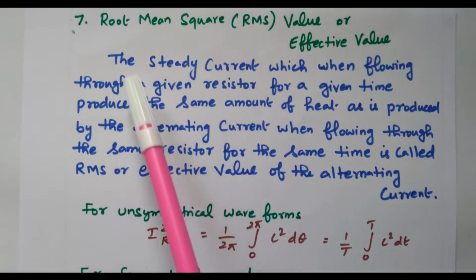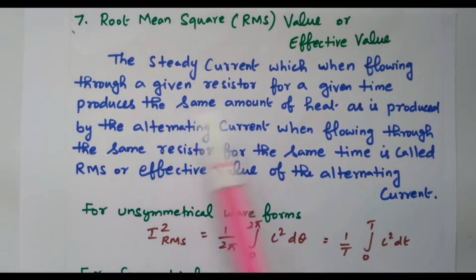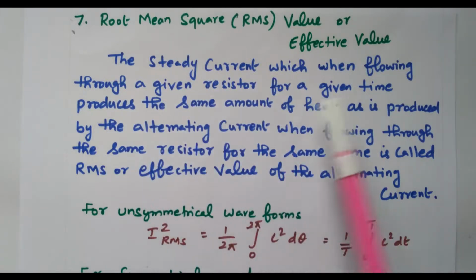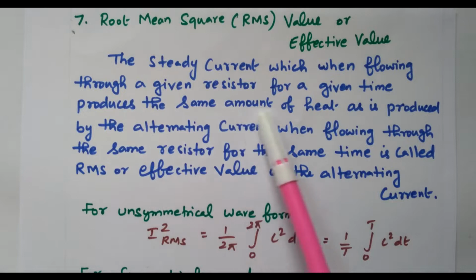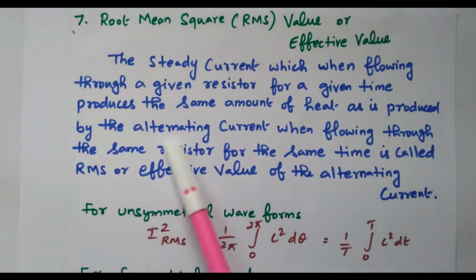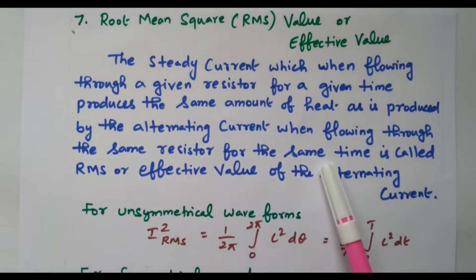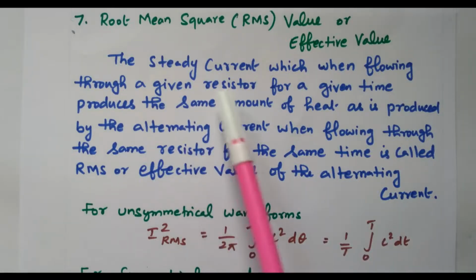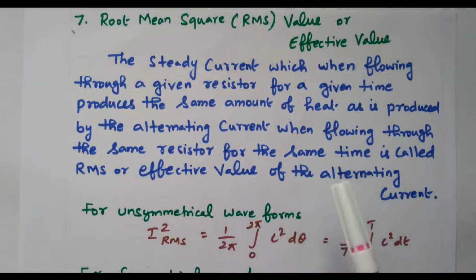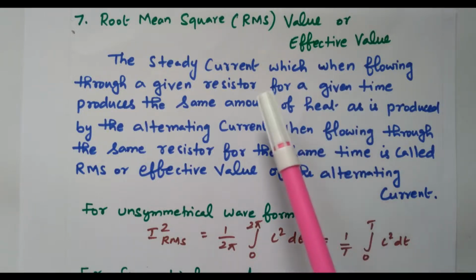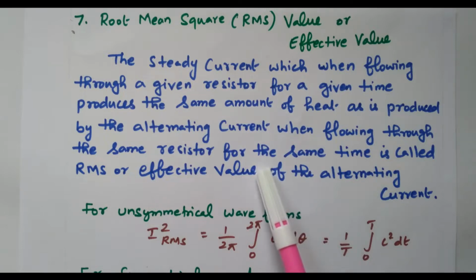So what is the definition? The steady current which, when flowing through a given resistor for a given time, produces the same amount of heat that is produced by alternating current when the current is flowing through the same resistor for the same time is called the RMS or effective value of an alternating current. Again, what is the definition? The current is flowing through a resistor for a given time. At that time heat is produced. For the same time and same current, what is the heat produced when the alternating current is flowing? So this is the definition.